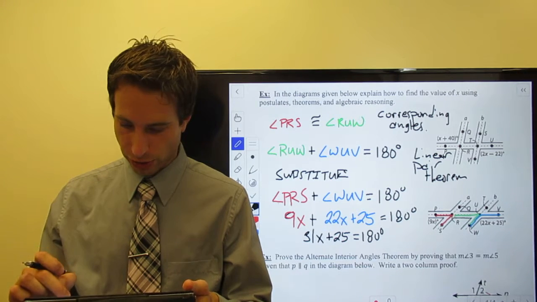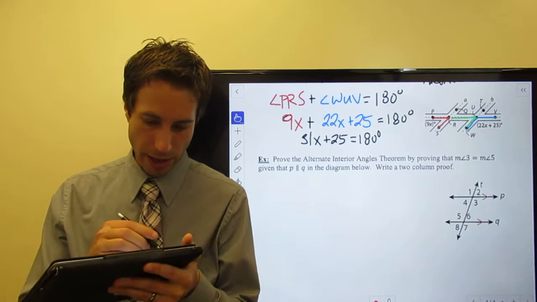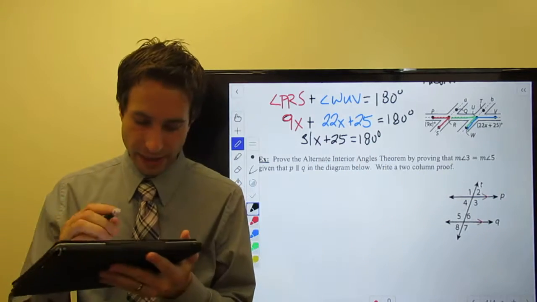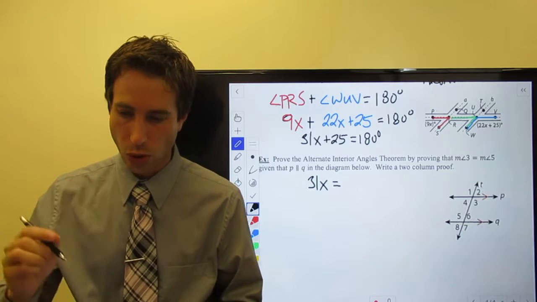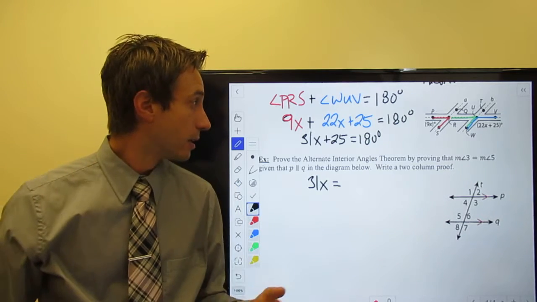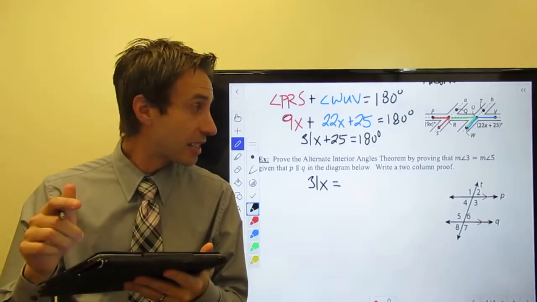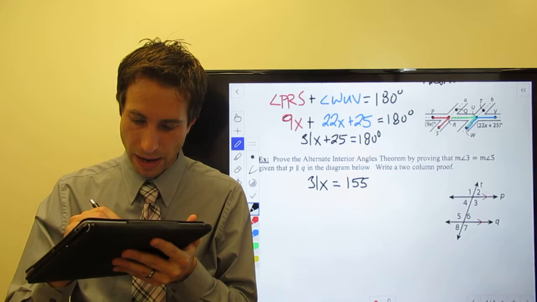Let me scooch a little bit. All right, here we go. So now I'm going to subtract 25 to the other side. I'm going to wind up with 31x is equal to 180 minus 25. How about a 155? 155 degrees.